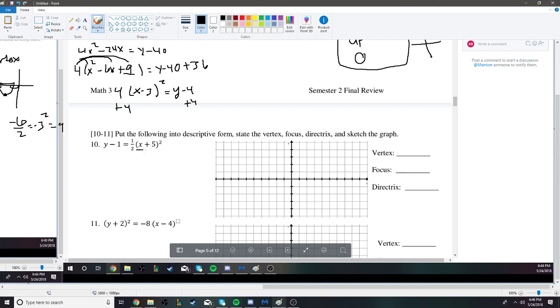So let's get the squared term by itself. So we're going to multiply by 2 on both sides. So this is going to be 2 times (y minus 1) is equal to (x plus 5) squared. So our vertex is going to be at negative 5, positive 1. So negative 1, 2, 3, 4, 5, positive 1.